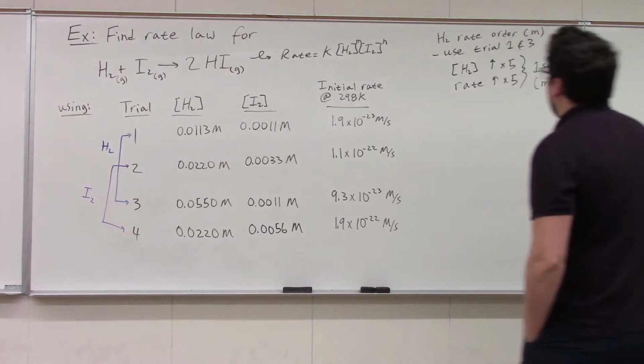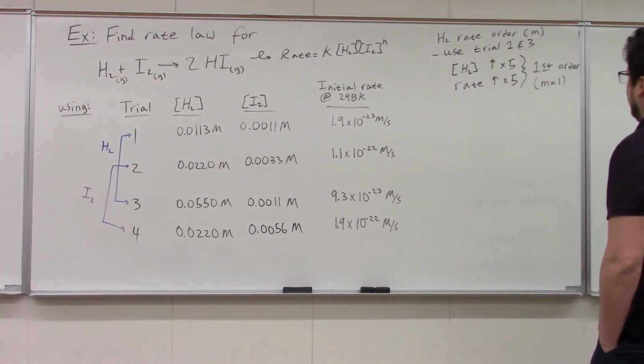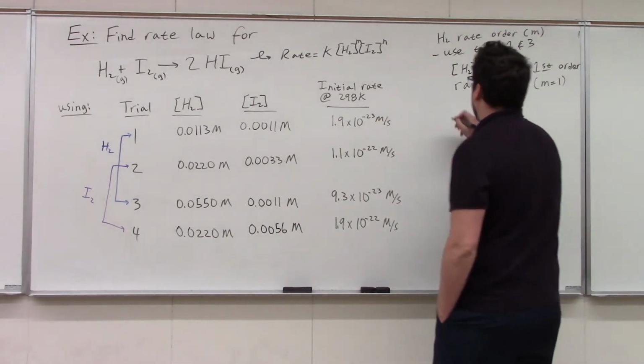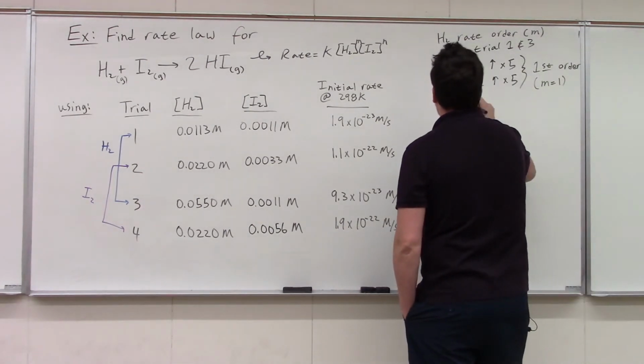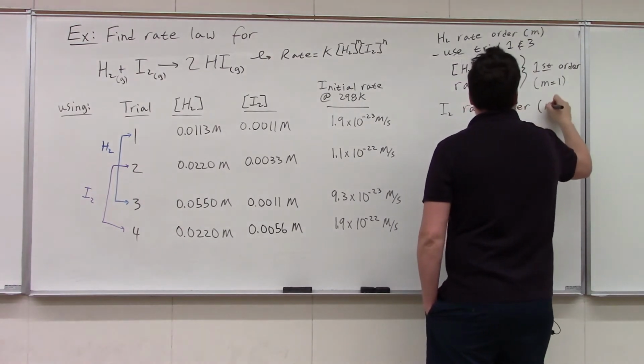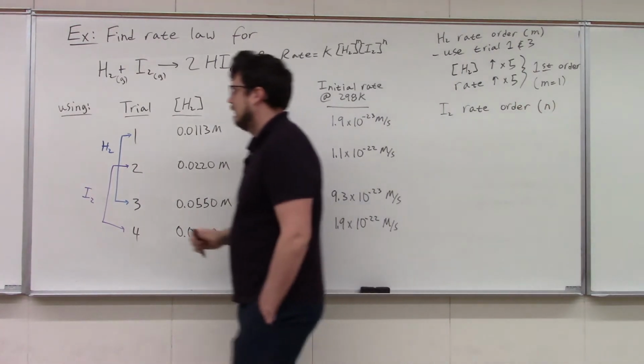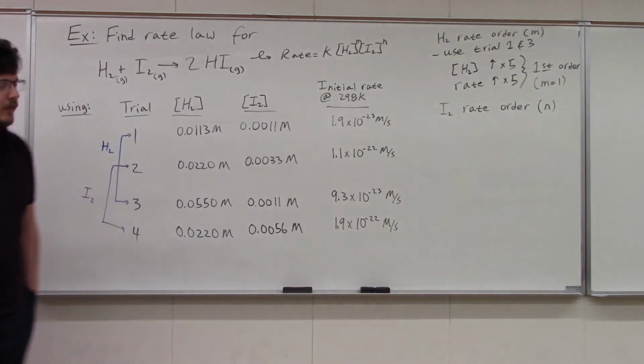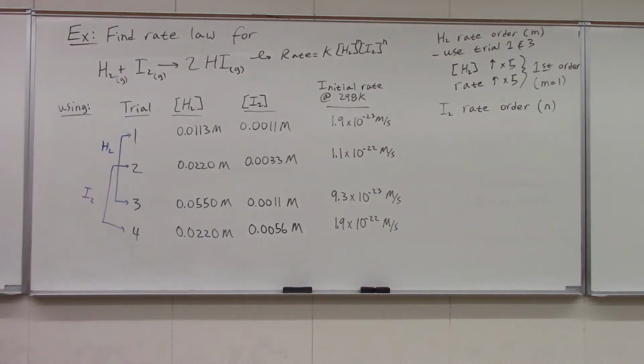All right, so what do we have to do next? We have to find the I2 rate order, N. This guy's like, I2 has a rate order, don't forget me. So we need to analyze trials 2 and 4. And again, I'm going to estimate.